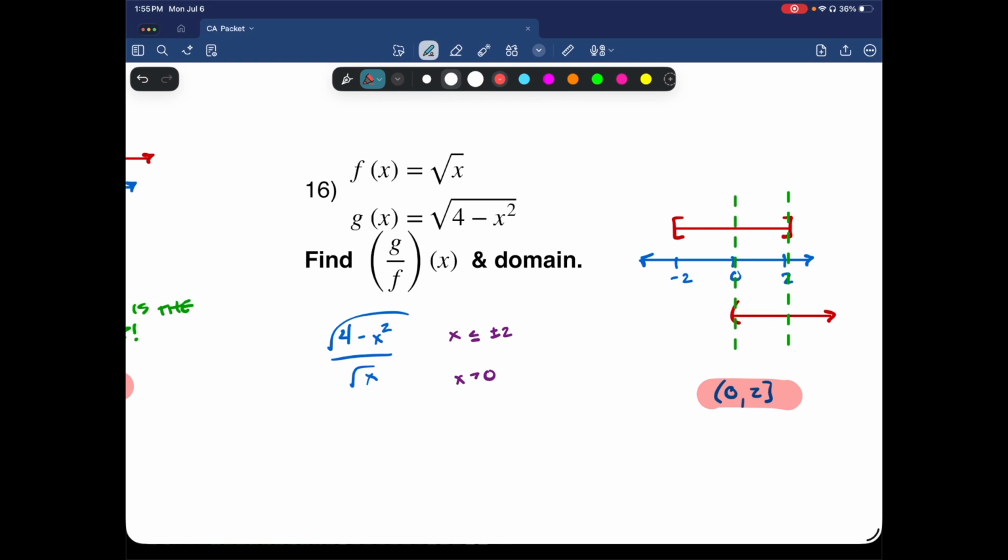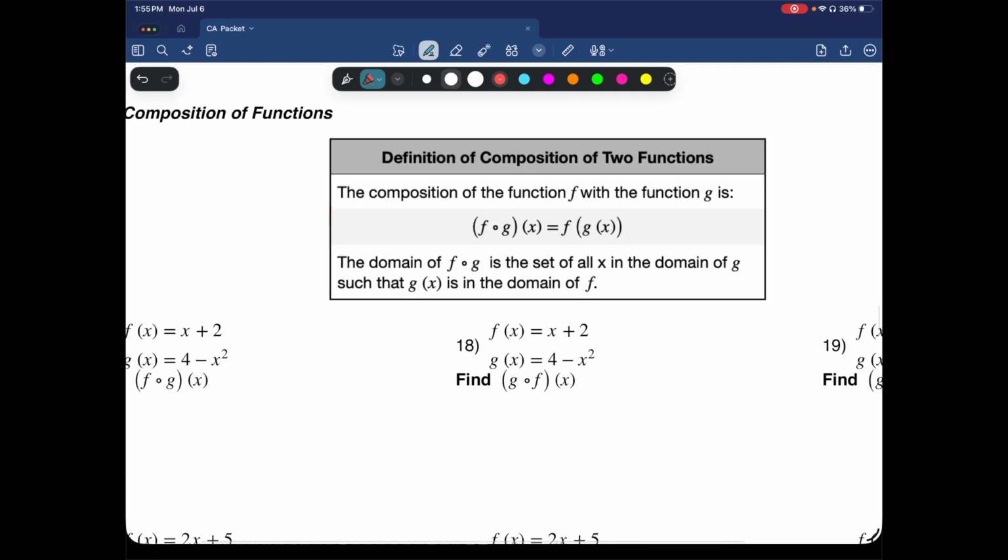Okay, so composition of functions. A lot of times you'll see it written with the f of g of x like this. I don't like it that way. I like it this way because this is more clear of what you're doing. You're taking one function and plugging it into another.